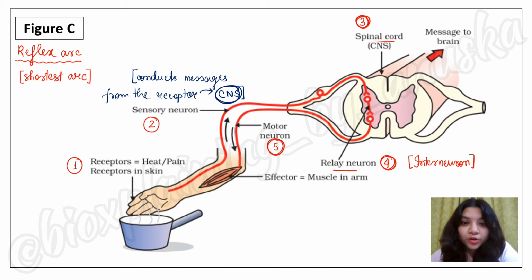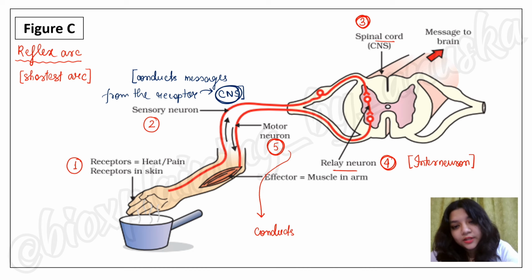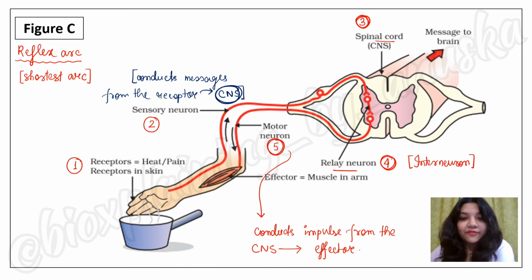Okay, so motor neuron function, if we have to say, I'll just take it here. The function of the motor neuron is, it conducts impulses from the CNS, that is the spinal cord, to the effector. Okay, to the effector. So who is the effector in this case? The effector is the muscle in your arm, part number 6.